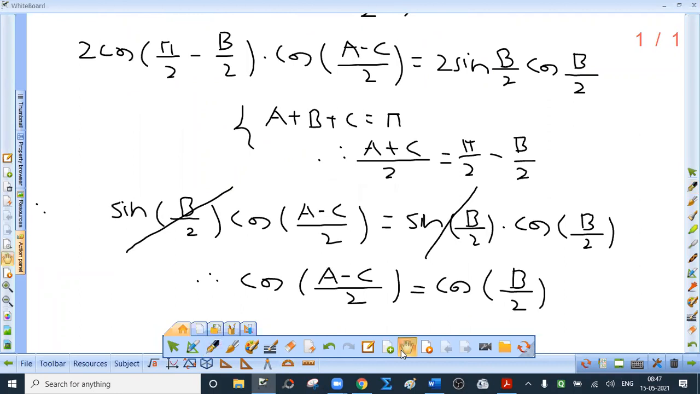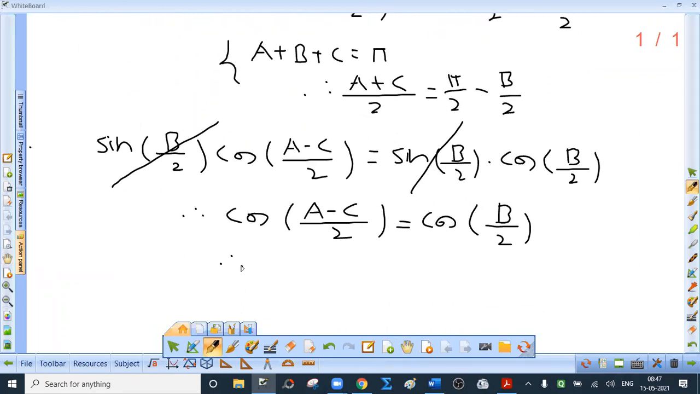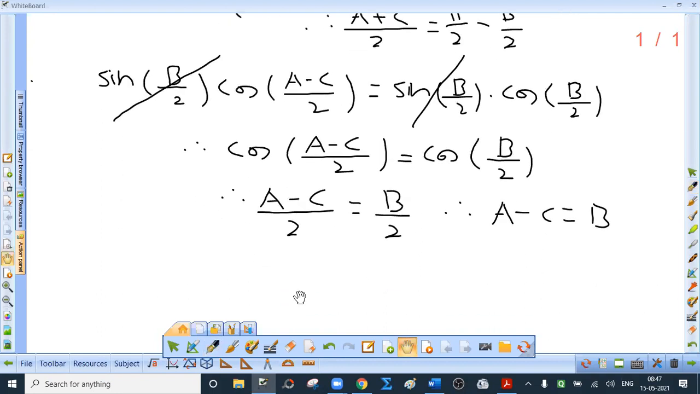Now two cosine ratios are same. So I can say that angles are same. So a minus c by 2 is what? B by 2. So a minus c is nothing but b. Therefore, angle A is what? It is nothing but B plus C.